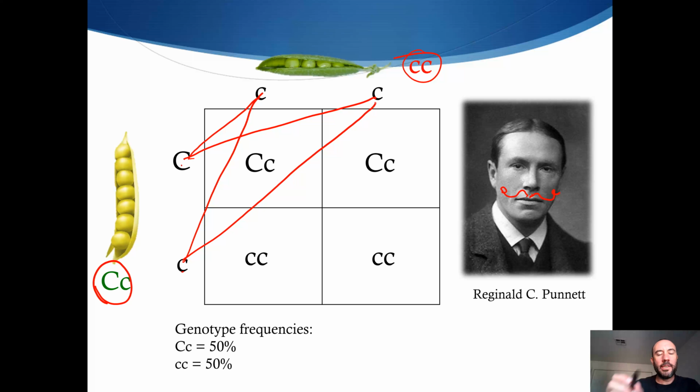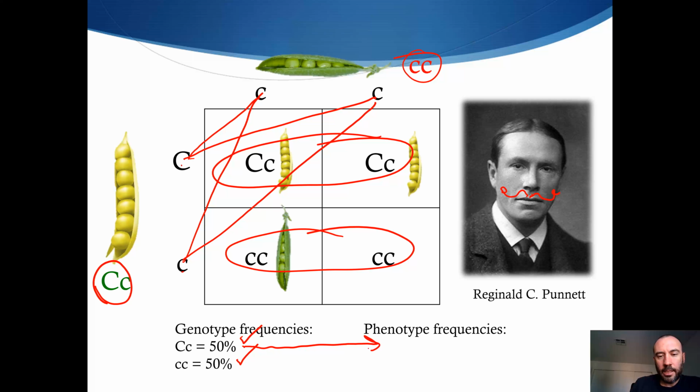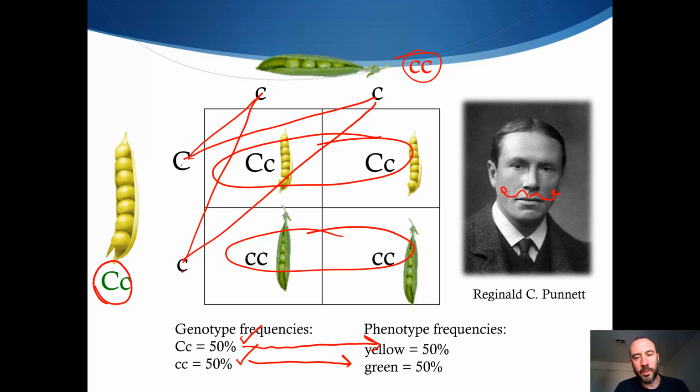Now, so from that, we can say that these are all the possible combinations, right? And just looking at the probability, this happens 50% of the time, and this happens 50% of the time. So those are the genotype frequencies. The phenotype frequencies, well, this one, because there's a big C, and the big C is dominant, that's going to give you yellow peas, and the other one only has the recessive green, so that's going to give you green peas. So the phenotype frequencies are also 50% and 50%.